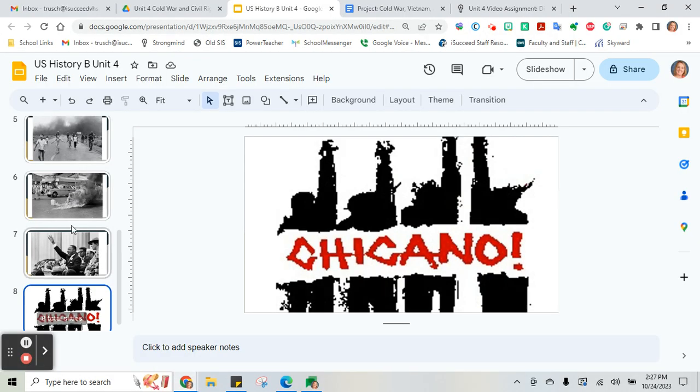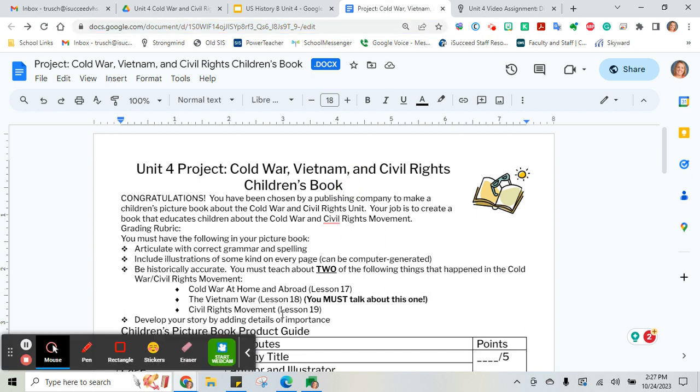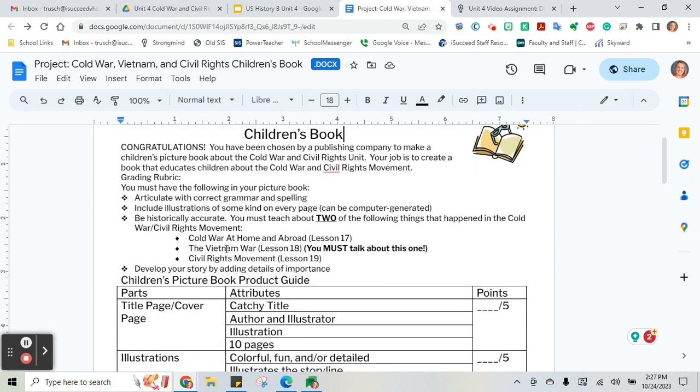Okay, now the project that you're going to do for this unit is you're going to put together a children's book that talks about the Vietnam War and either the Cold War or the Civil Rights Movement. Okay, I'll go ahead and read this to you. You have been chosen by a publishing company to make a children's book about the Cold War and civil rights, about either the Cold War or the Civil Rights Movement, and also the Vietnam War. So your job is to create a book that educates children about the Cold War or Civil Rights Movement. I'll change that. You must have the following.